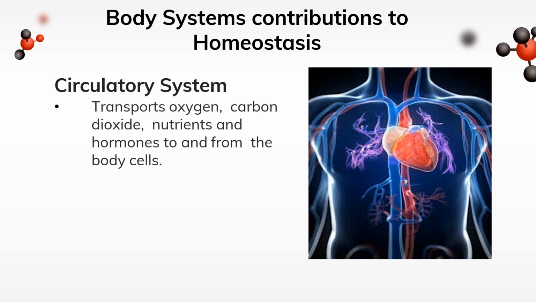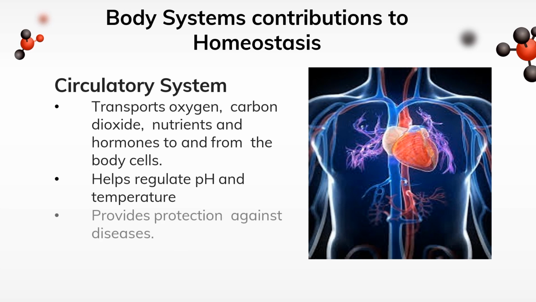Circulatory system transports materials such as nutrients, oxygen, carbon dioxide, waste, electrolytes, and hormones from one part of the body to another. It also helps regulate pH and temperature of the body. Circulatory system also provides protection against diseases. This is how this system is maintaining homeostasis in human body.